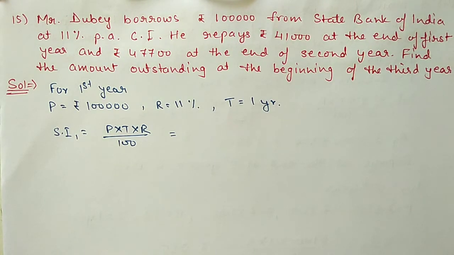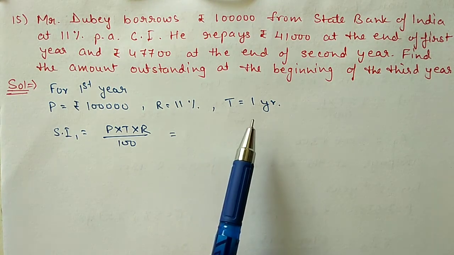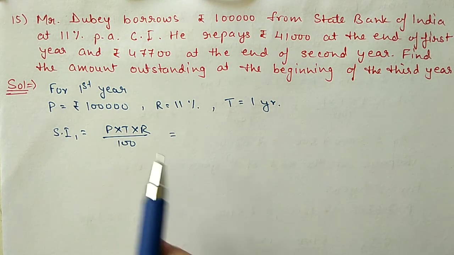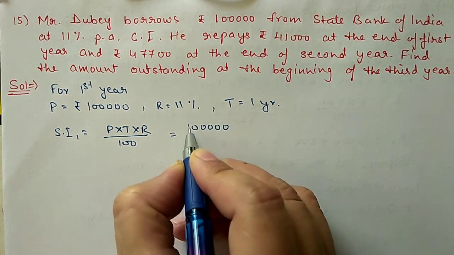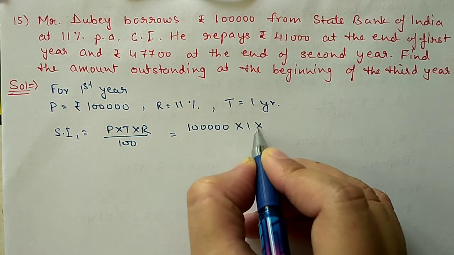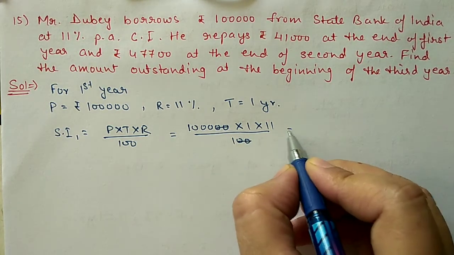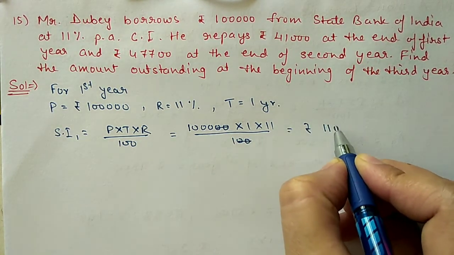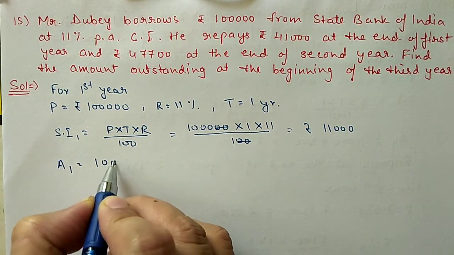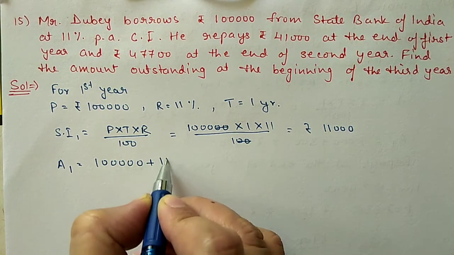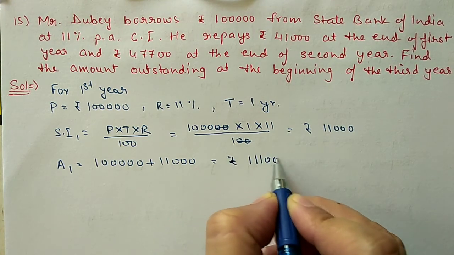So for first year, principal money will be 1 lakh rupees, rate of interest is 11%, time we will take 1 year. So simple interest for first year will be P into T into R by 100, 1 lakh into 1 into 11 by 100. So 2 zeros we can cancel out. Simple interest for first year will be 11,000 rupees. So amount by the end of first year will be 1 lakh plus 11,000 is equal to 1,11,000 rupees.